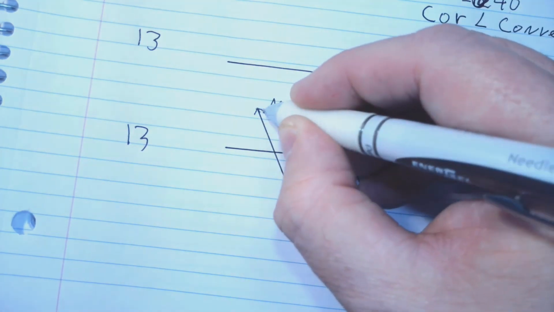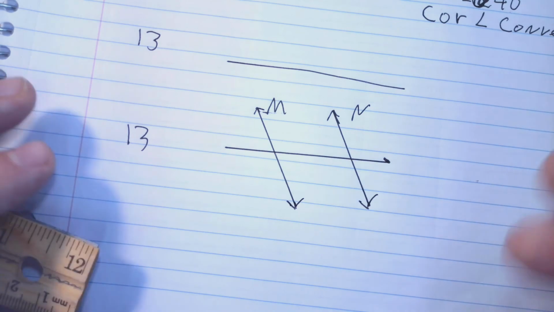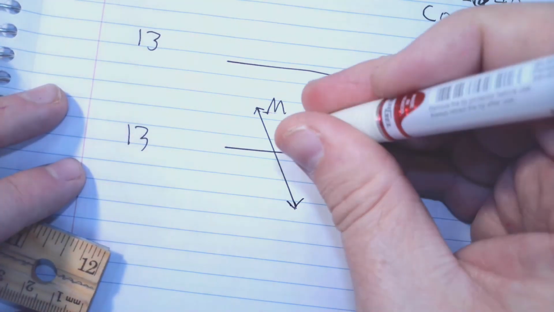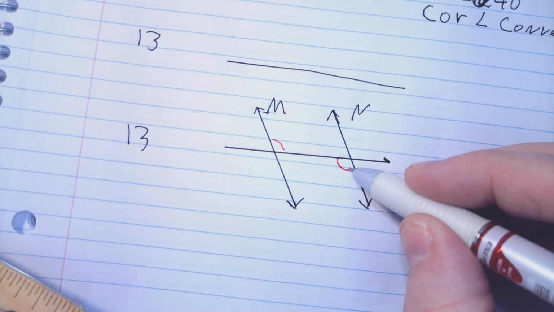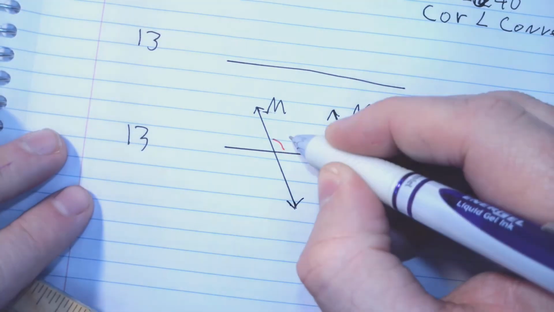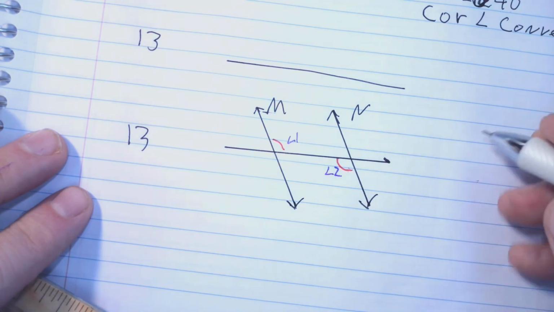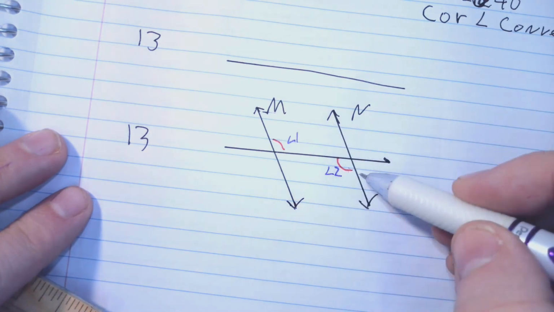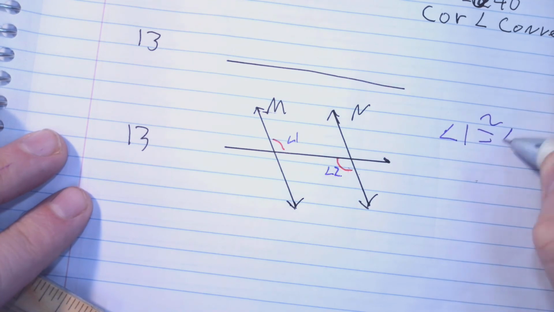I'll try to draw exactly what's in the book. All right. And then it marked this. Are these lines parallel? Well, how can I tell? Basically I'm looking right here. That's angle 1, that's angle 2. Those red lines mean that they're congruent. So angle 1 is congruent to angle 2.